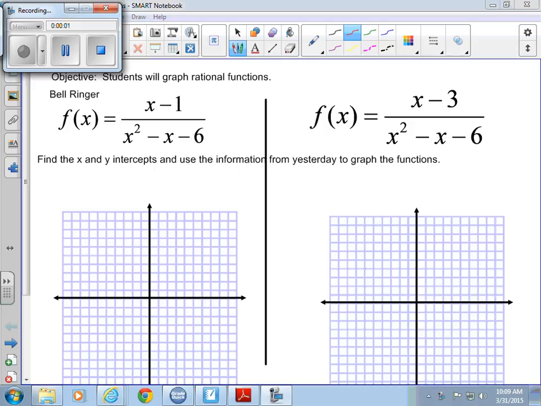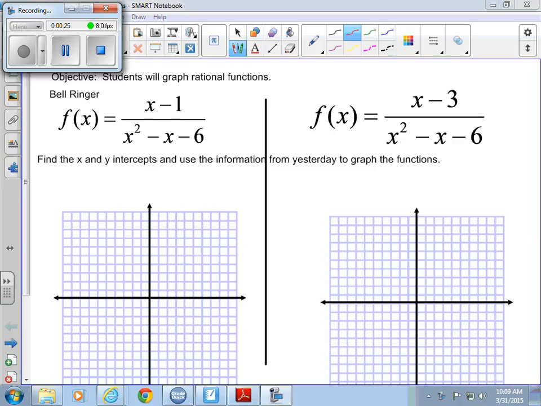I asked you to take the two equations we looked at yesterday, find the X and Y intercepts, and use the information from yesterday to graph the function. First of all, how do you find X and Y intercepts in general? Set the other variable equal to 0. If you're trying to find an x-intercept, you set y equal to 0. If you're trying to find a y-intercept, you plug in 0 for x.